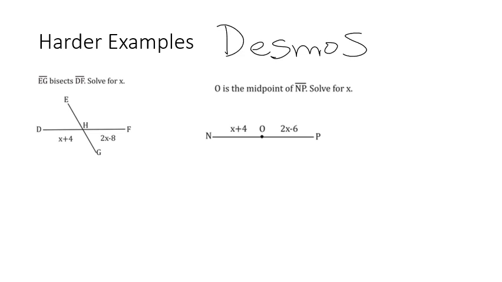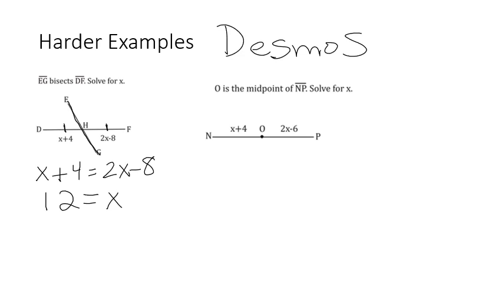So in the first example, it says that EG bisects DF. So that means X plus 4 and 2X minus 8 are the same. And we can plug that right into the Desmos calculator and get X is 12.